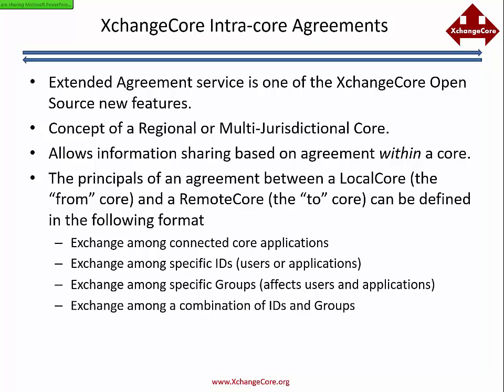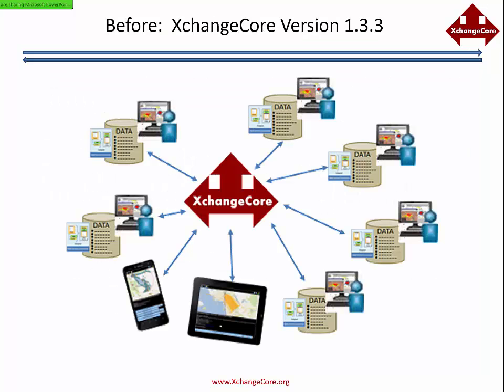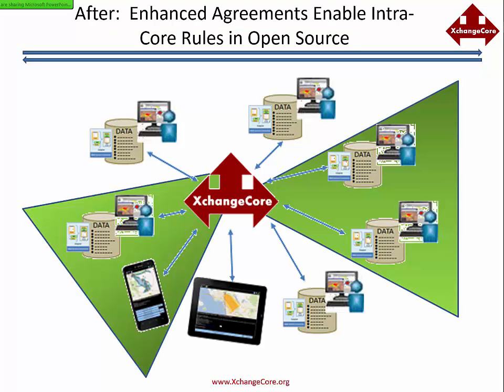You can now define those still as physical devices, but you can define it as a specific user or application ID, a group of those users or application IDs, or a combination of those groups and user application IDs, and that combination extends to cores. As we'll see shortly, the way it used to look, and currently does for those of you using 1.3.3, you've got an XchangeCore in the center, with applications connected to it. Those cores connect to each other in core-to-core sharing.